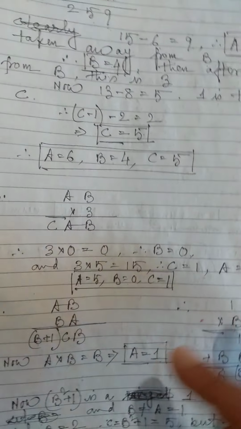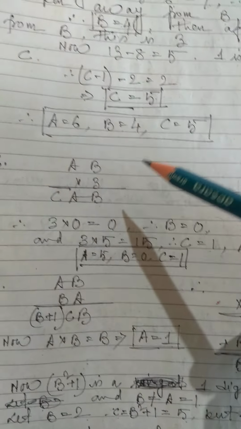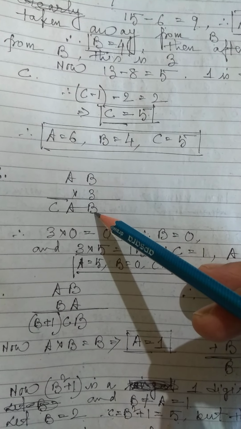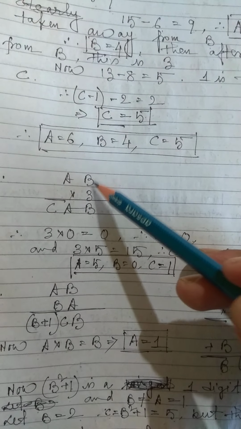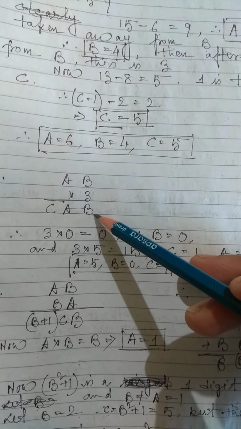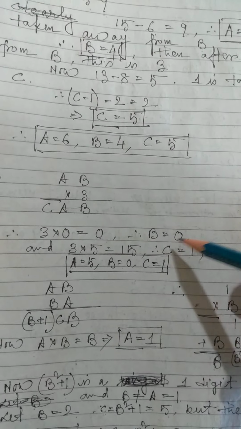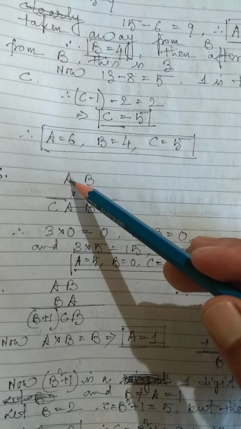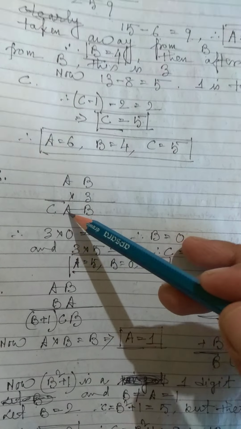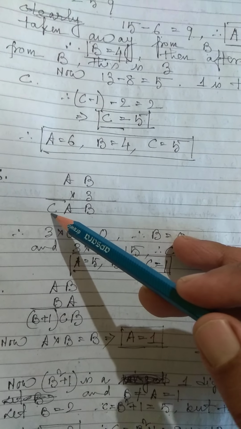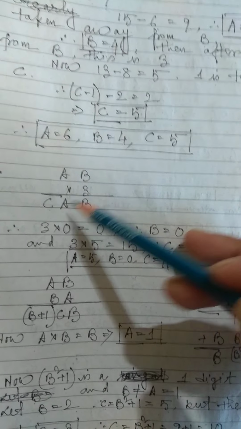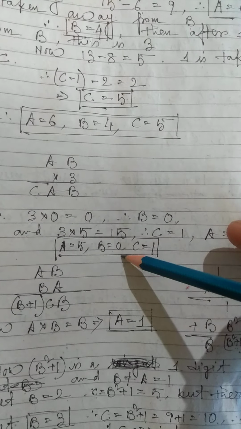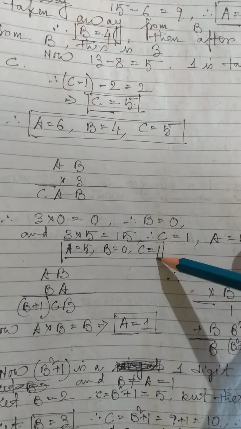Next, question number 6: A into B, AB into 3 equal to CAB. So 3 into 0, if it is 0, then 3 times 0 is 0, and so B equal to 0. And now if A equal to 5, then 3 into 5 is 15. So C equal to 1, A equal to 5. So now it is satisfied. So A equal to 5, B equal to 0 and C equal to 1.